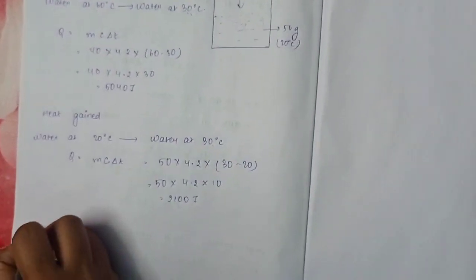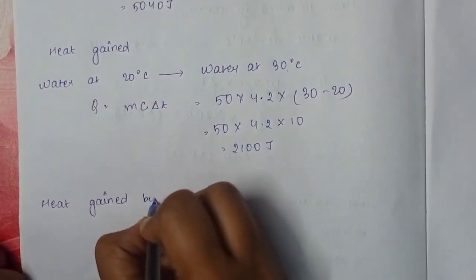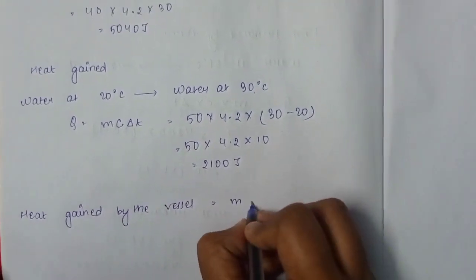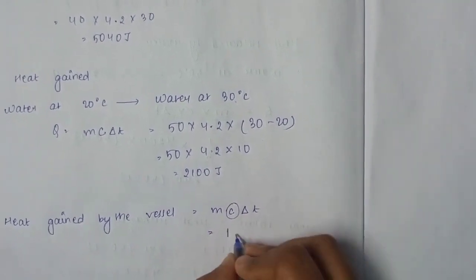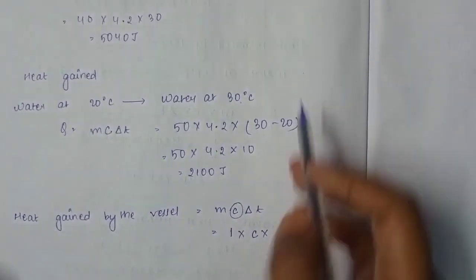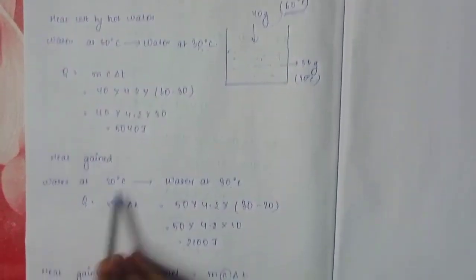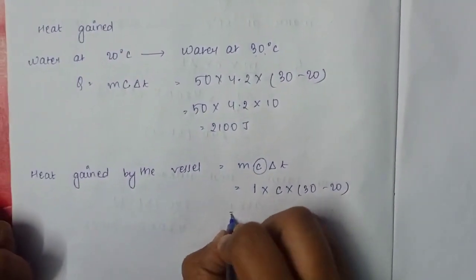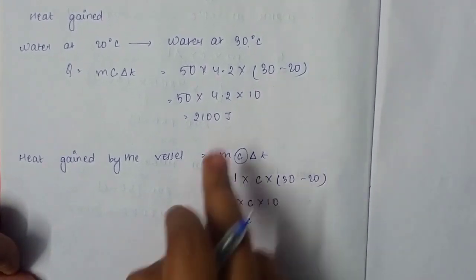Now heat is also gained by the vessel. So what is the heat gained by the vessel? Again, mass into C into delta T. We have to find the value of C. The mass of the vessel was 1 gram. C into, so the vessel was also at a temperature of 20 degrees Celsius along with the water inside. So this is only the change in temperature. So 30 minus 20. So how much are we getting? 1 into C into 10. That means 10C. So these two are the heat gained and this is the heat lost.